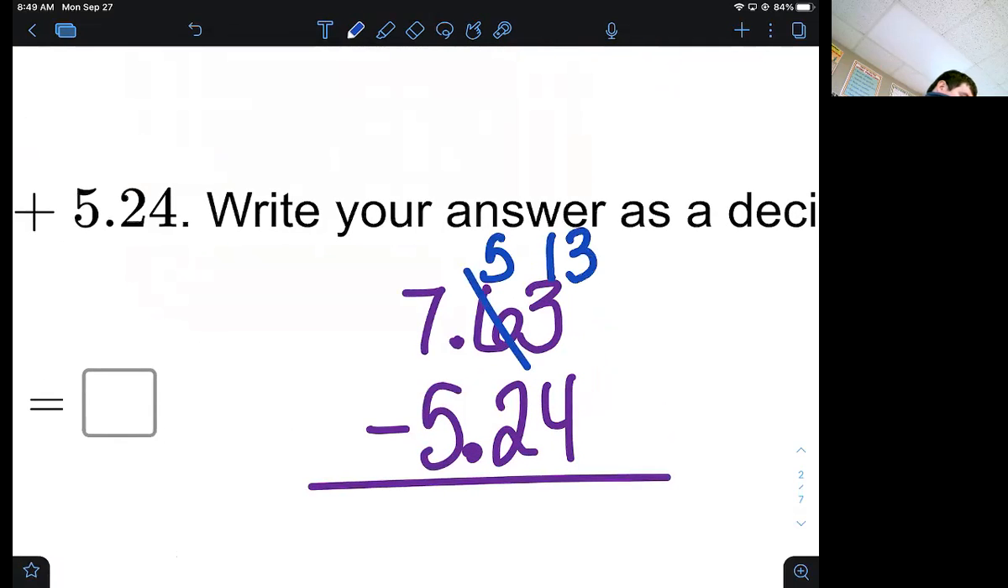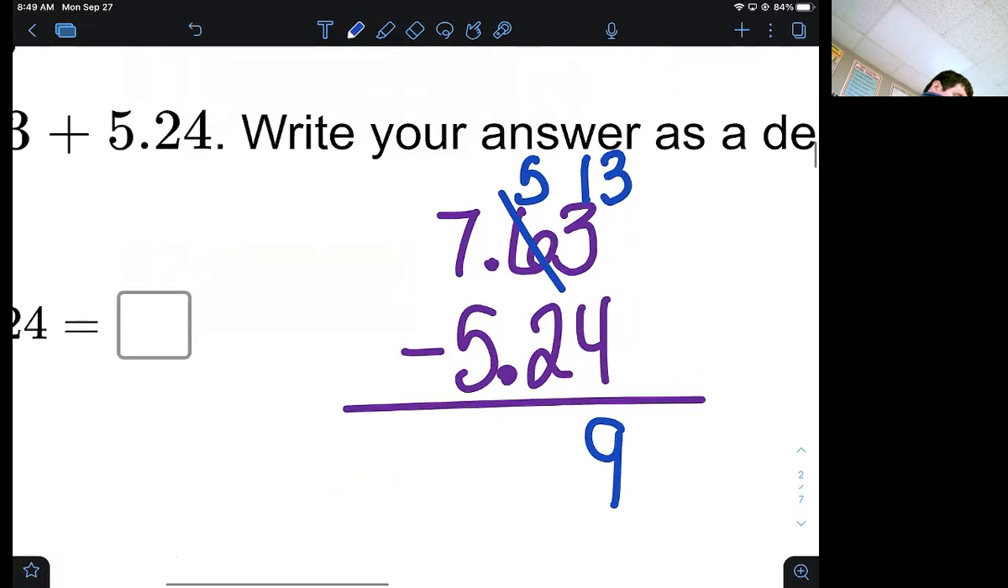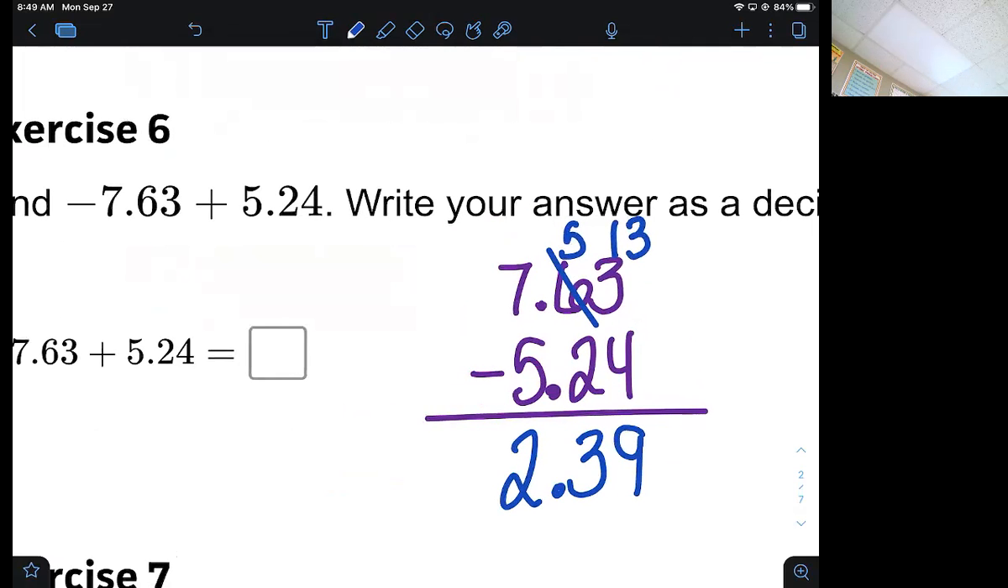We're going to make it 13 minus 4. What's that? 9. 5 minus 2. 7 minus 5. 2. Did the positive or the negative army win this battle? The negatives won. So the negatives win it by 2.39.